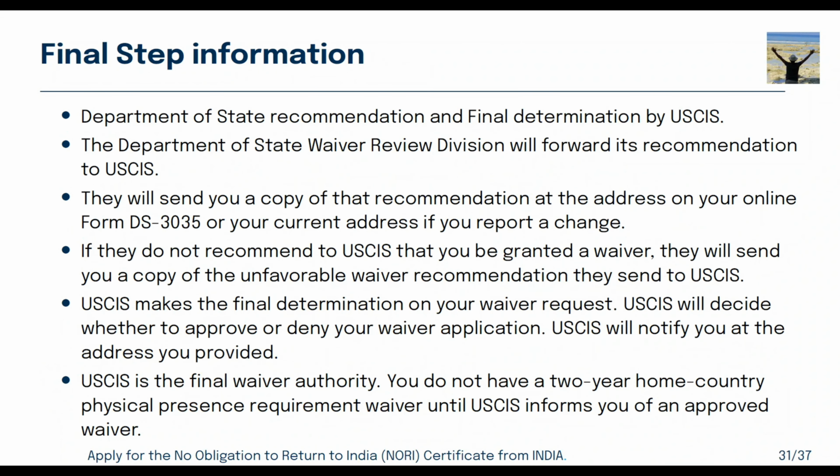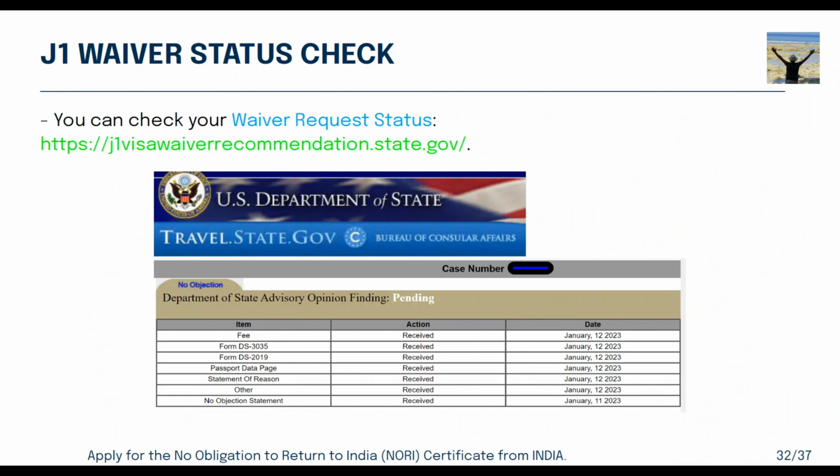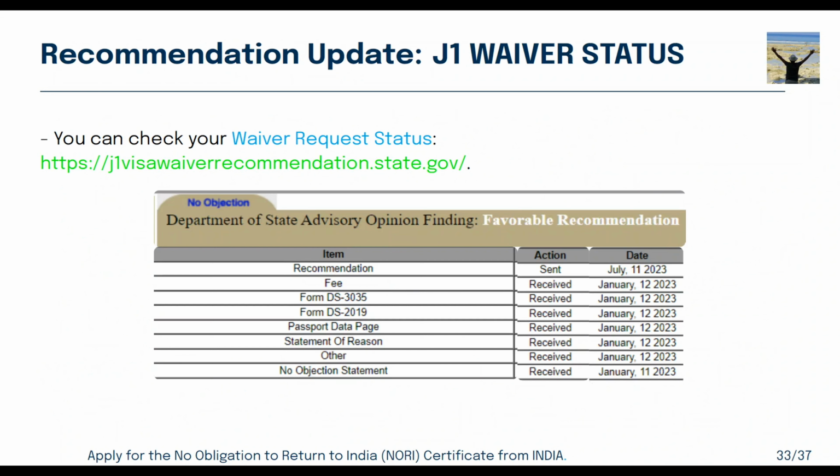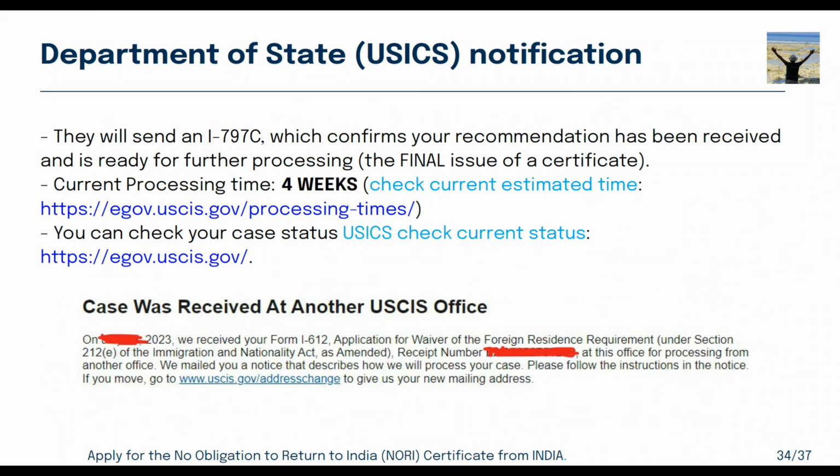So the final step: they will send the recommendation, the notice. This is the link where you can see the status, everything: no relationship statement, region, passport data page, fee, everything. Then it will first show you that the Department of State advisory opinion finding is pending. After getting everything, they will process it, and if you get a favorable recommendation, it will show on this link's web page, right? Using your case number, you can always check the status, right?